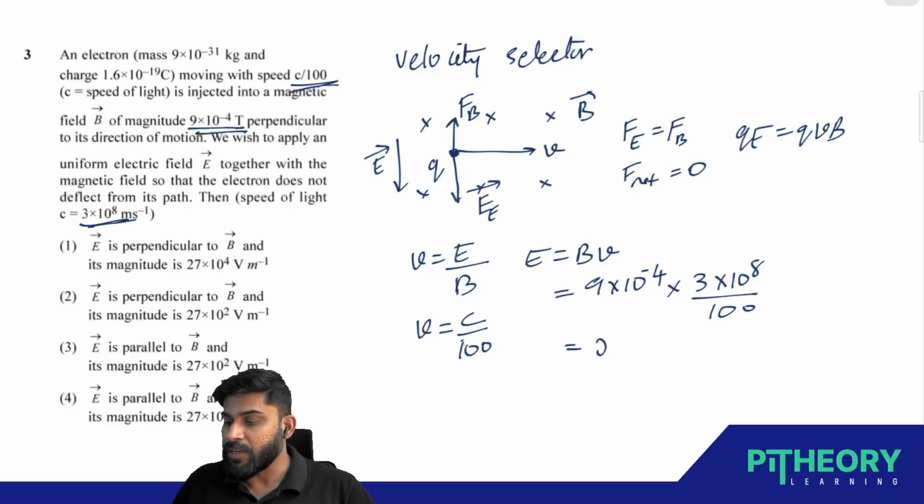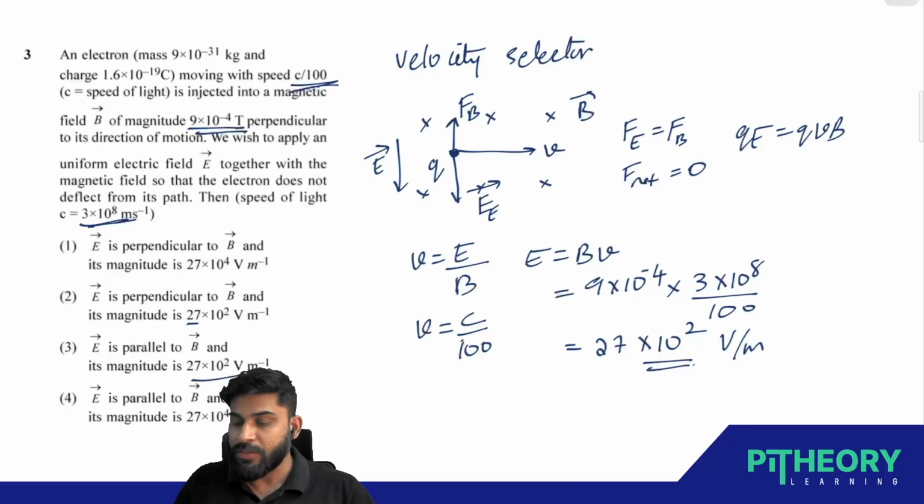3 nines are 27, into 10 to the power 8 minus 2, which will be 6, and 6 minus 4, you're going to get 2, 10 to the power 2. So 27 into 10 to the power 2 volt per meter is the magnitude of the electric field. So here you can see in these two options, you have 27 into 10 to the power 2. But how are you going to apply the magnetic field?